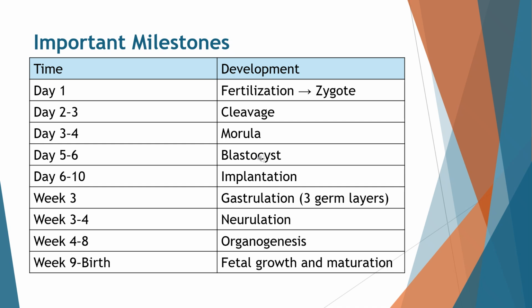The neural tube develops from the ectoderm and later forms the brain and spinal cord. From week 4 to week 8, organogenesis occurs. This is the stage during which all the major organs begin to develop. It is also the most critical period because the embryo is highly sensitive to harmful substances.